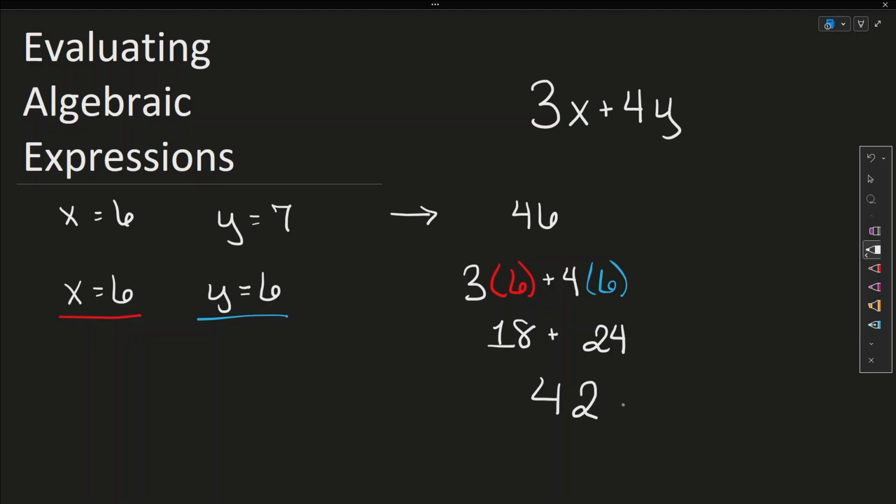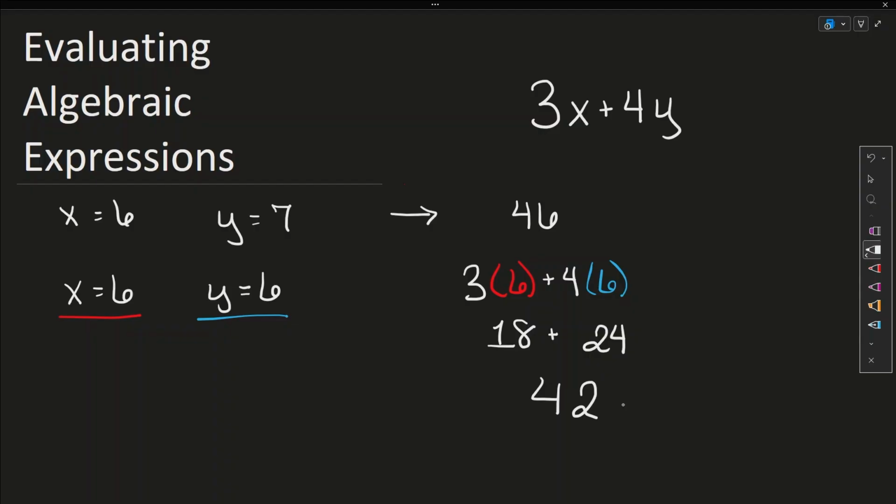Notice something important. The expression 3x plus 4y stayed the same, but the value changed depending on the values of x and y. When x was 6 and y was 7, the value was 46. But when x is 6 and y is 6, the value is 42. This is why algebraic expressions are so flexible. They can describe a calculation that works for many different inputs.